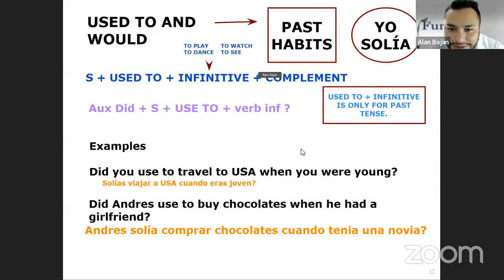Okay, your sentence is incomplete. Did you used to sell phone yesterday? ¿Solía celular ayer? You need to add a verb. Very good. Very good, everyone.